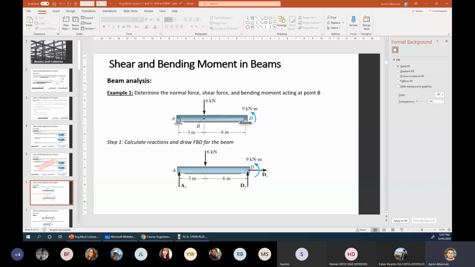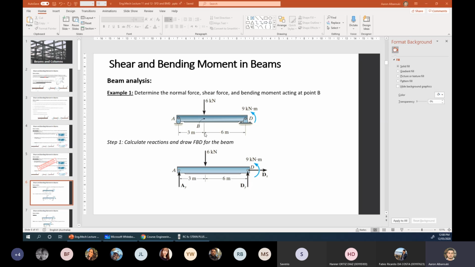Any questions so far before we take this example? Okay. So if I've got this beam here, and again, I don't want to know the entire bending moment diagram or shear force diagram. All I'm asking is, give me the values of these forces at point B. That's where I'm interested, only point B.